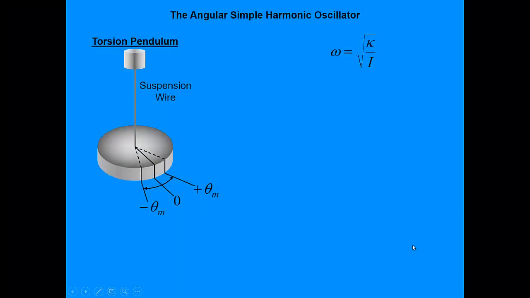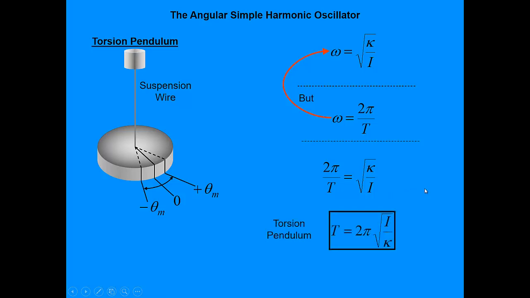But as I said, I want to find an equation for the period. So you might remember that the angular frequency can be written as 2 pi over the period. Angular frequency is 2 pi, one complete oscillation, 2 pi radians technically, and T is the period. That's the time for one complete oscillation. So you get 2 pi over the period. Plug that in. We get 2 pi over the period equals the square root of kappa over the rotational inertia. Solve for T, and here is our equation for the period of a torsion pendulum. 2 pi square root of I over kappa.